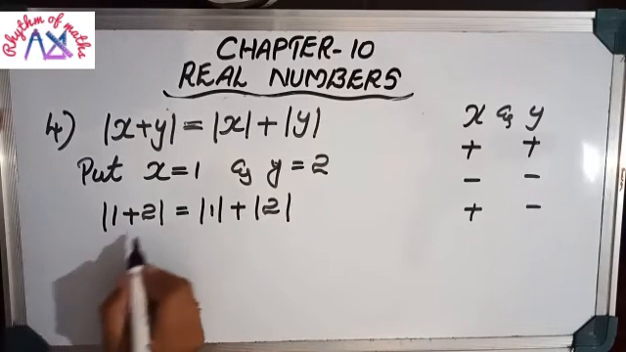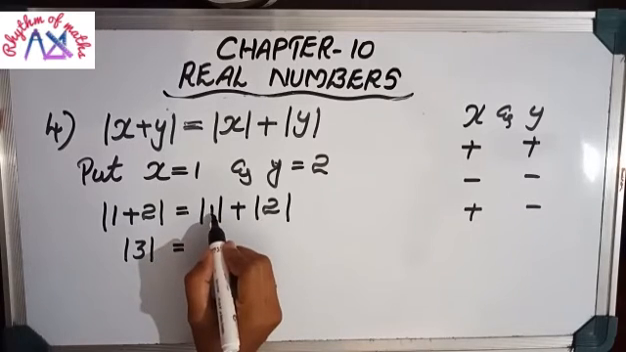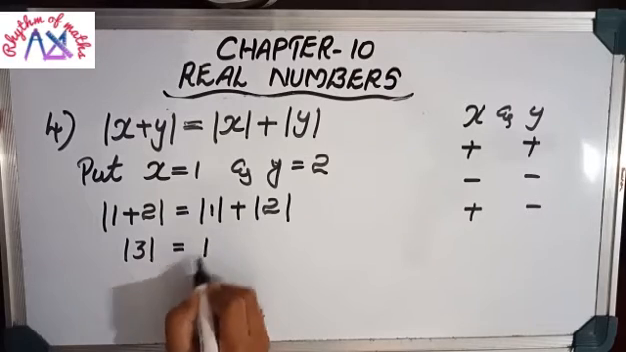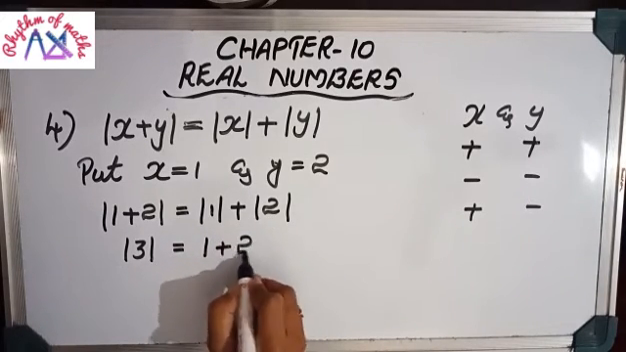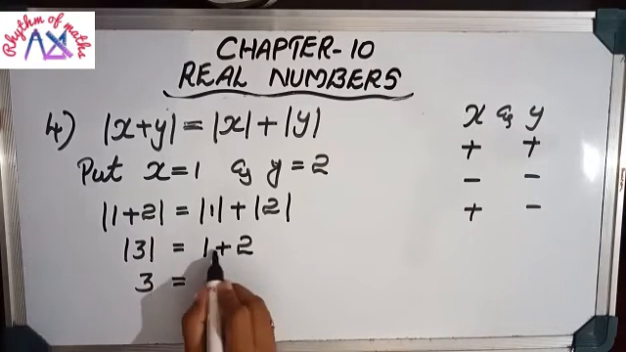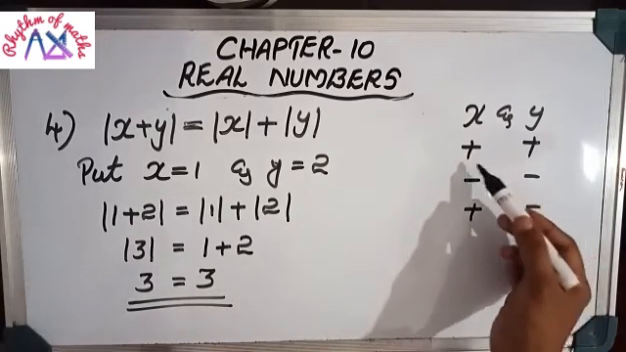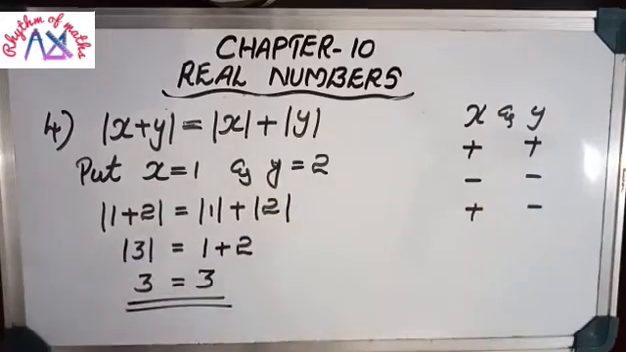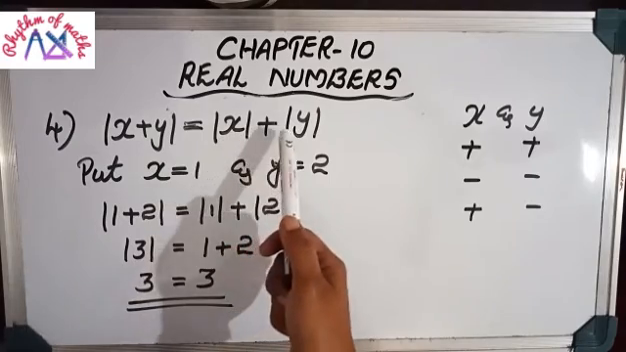Now |1 + 2| means |3|, equal to |1| plus |2|. When you take the modulus outside, it is 1 itself plus 2 itself. Now |3| means 3, equal to 1 + 2, the answer is 3. So 3 equals 3. That means if you choose both positive numbers, |x + y| = |x| + |y| is satisfied.